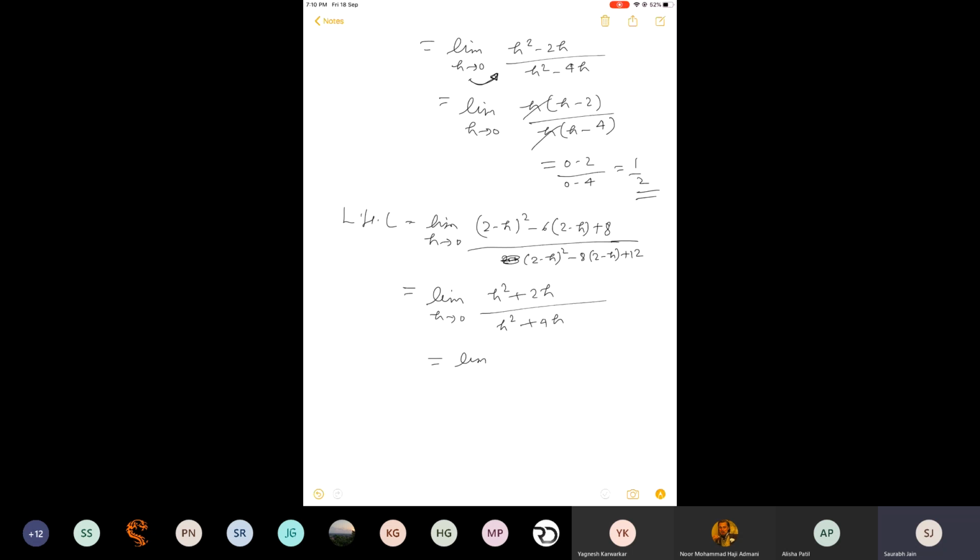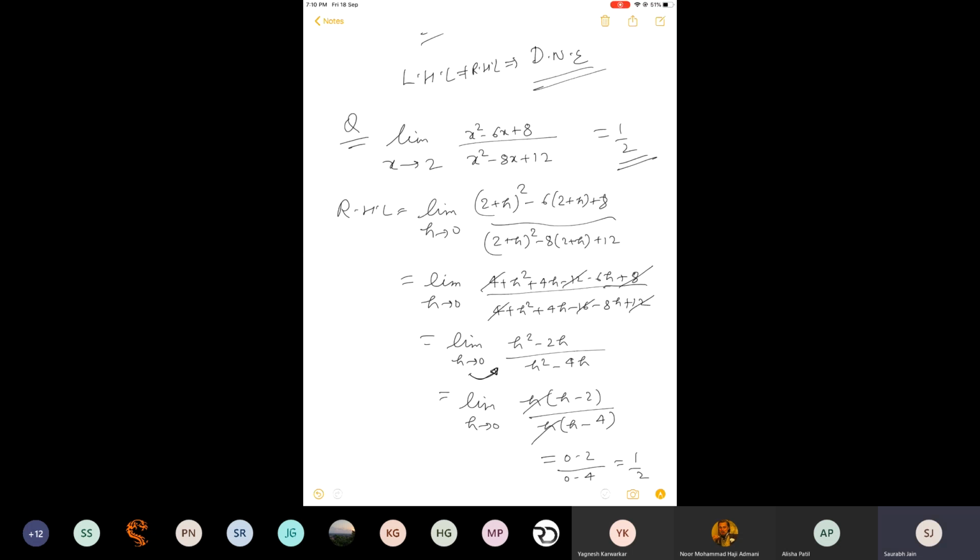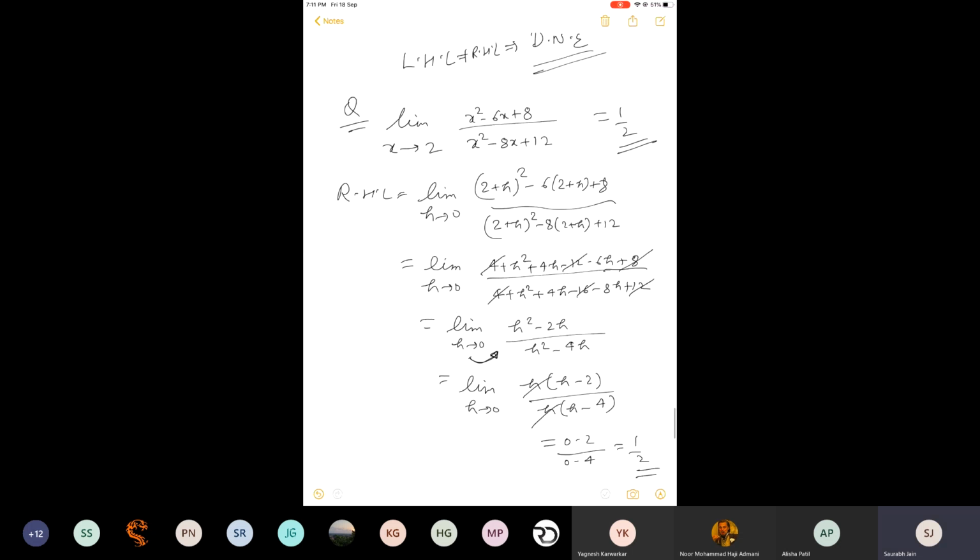Now just like in the previous question, first you cancel h. Whatever is coming common you cancel it. Now you put 0 here. Same value, finite value, half is coming. So LHL is equal to RHL equals half. This is the answer. Half is the answer. In this question, limit x tends to 2, this whole thing is 1 by 2. This is the LHL RHL method, or fundamental method as it is known.